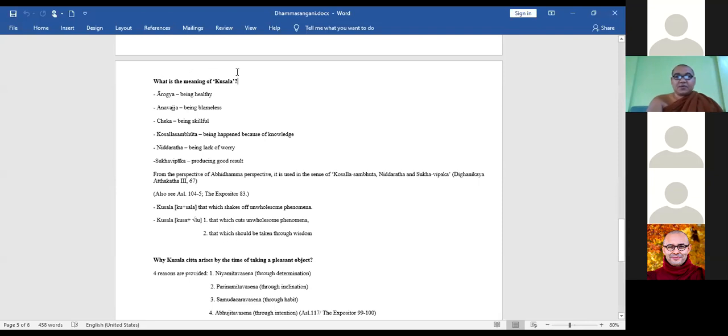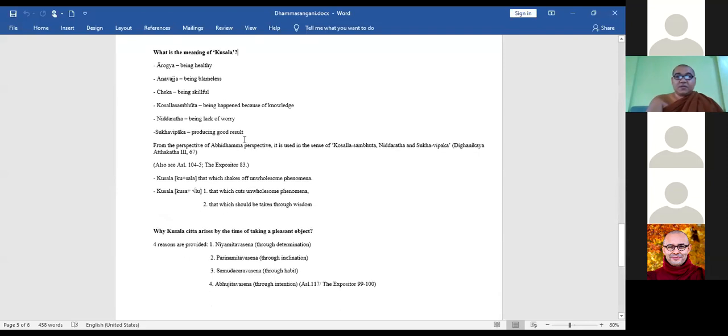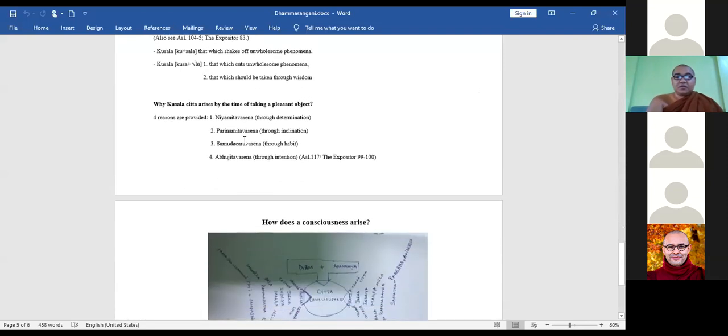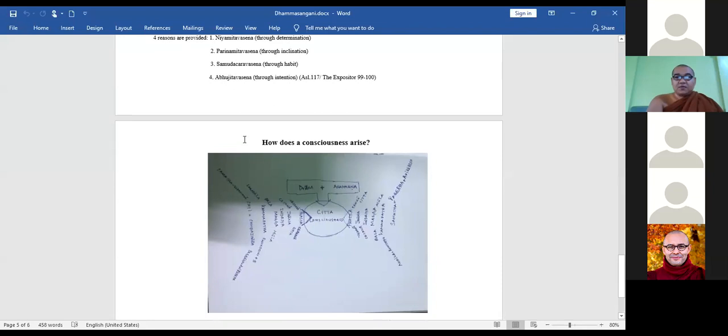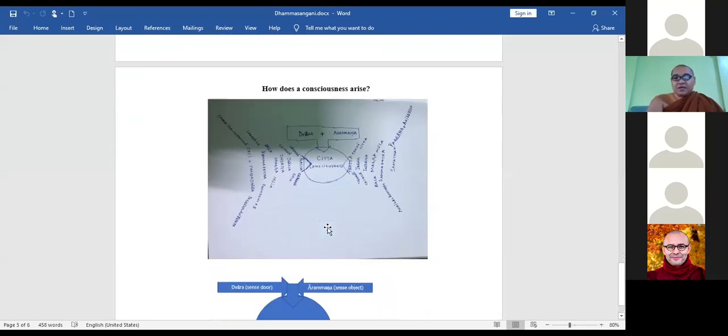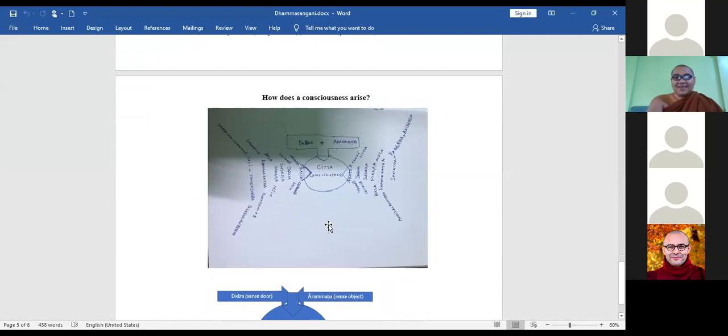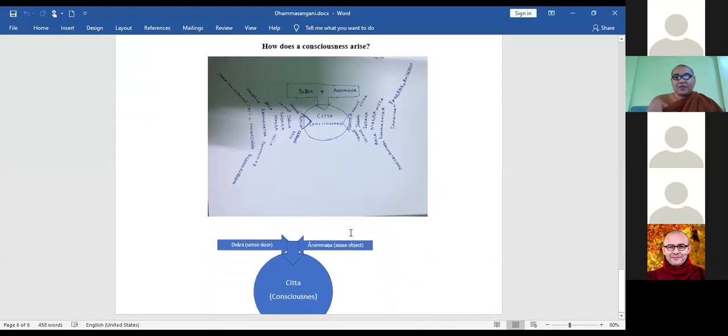So today I'm going to explain a little bit about what the meaning of kusala is, and also how a consciousness arises. Here I made a very ugly chart. But if any one of you is clever in making such a chart, please try. So actually, I want to make it like this.